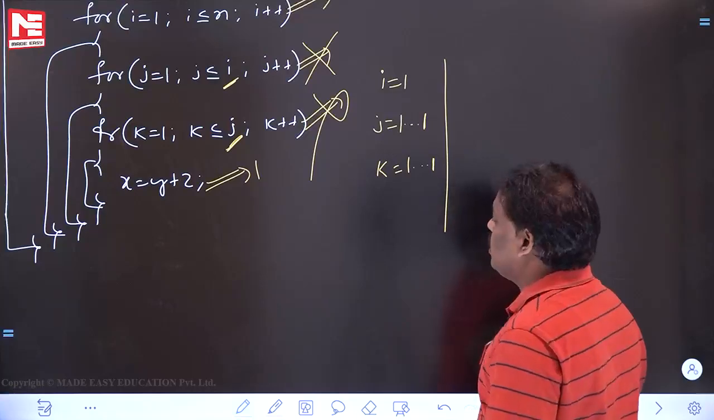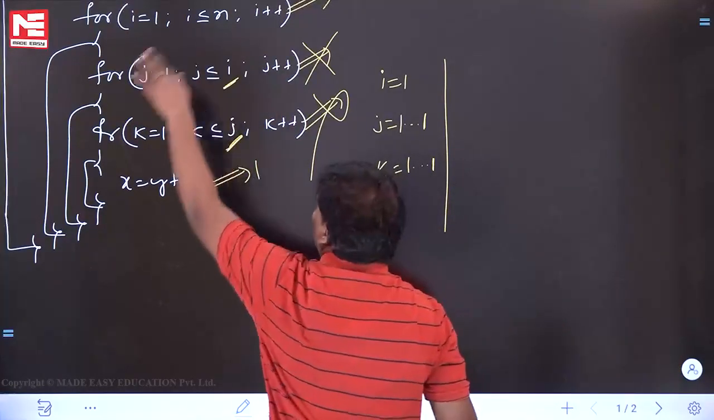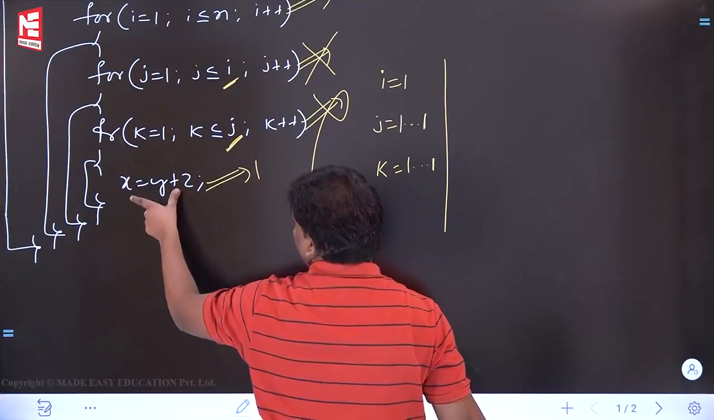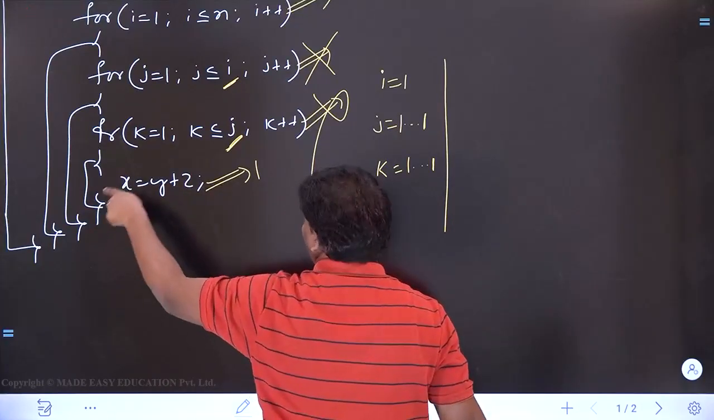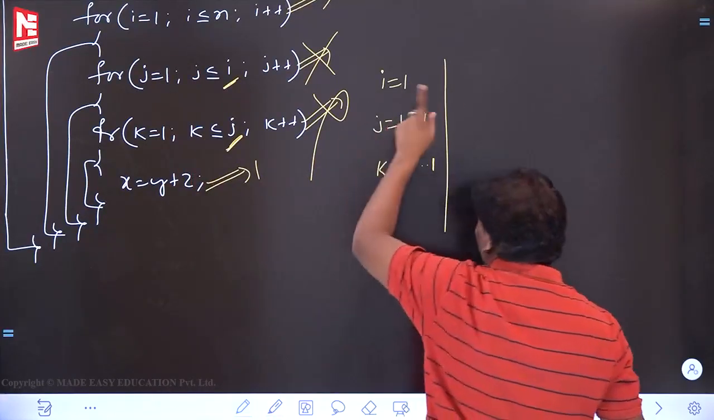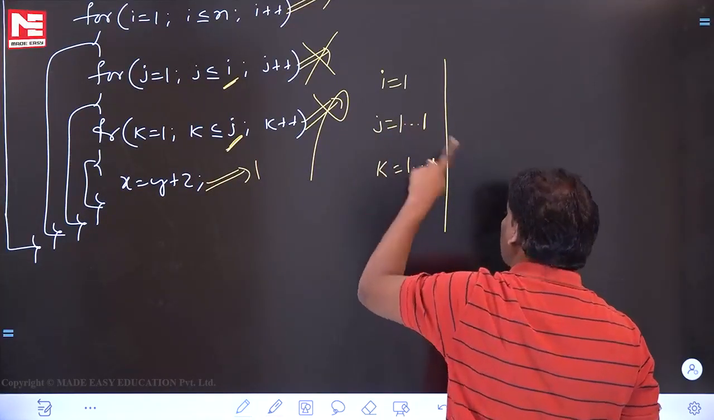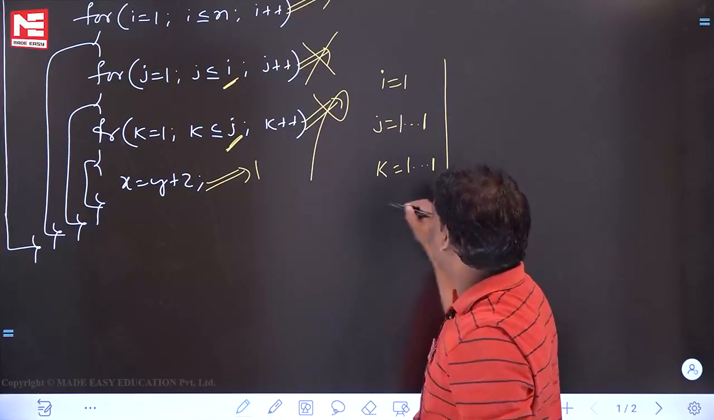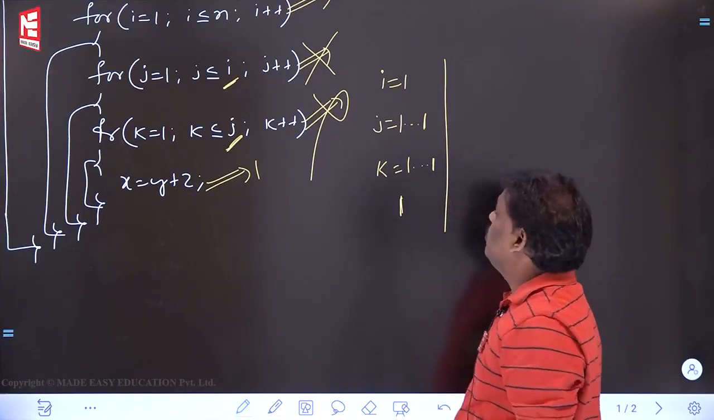I is equal to 1. At the end of the day, this program contains only one statement. The question is: how many times does this statement execute? I is equal to 1, J becomes 1 time only, K also becomes 1 time only. So this statement will execute 1 time.